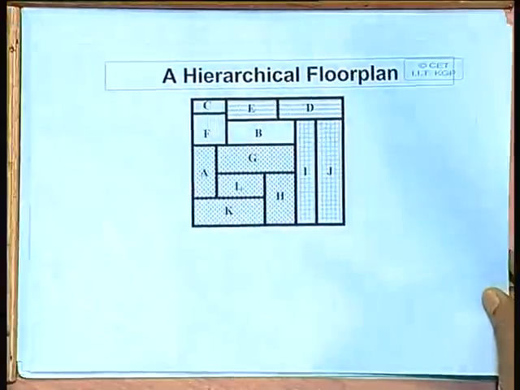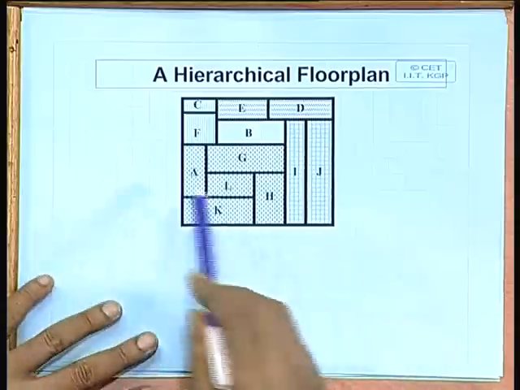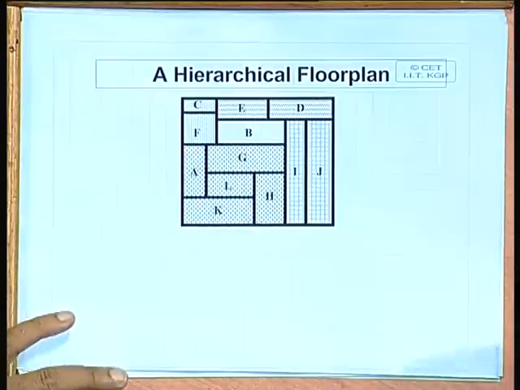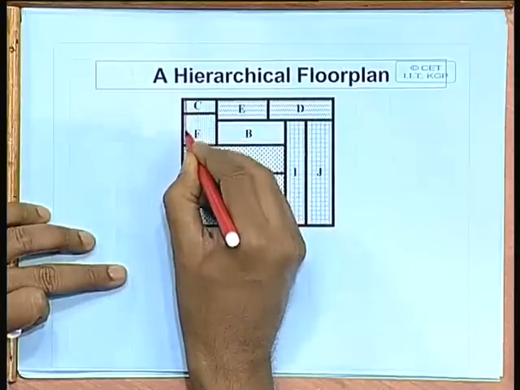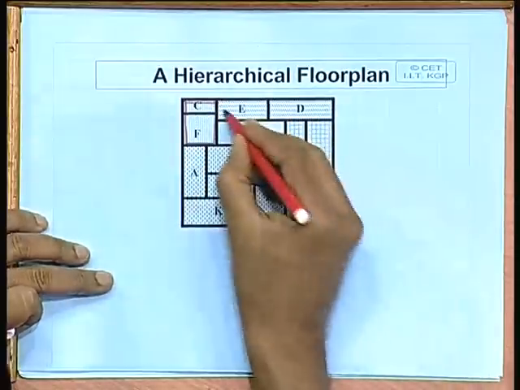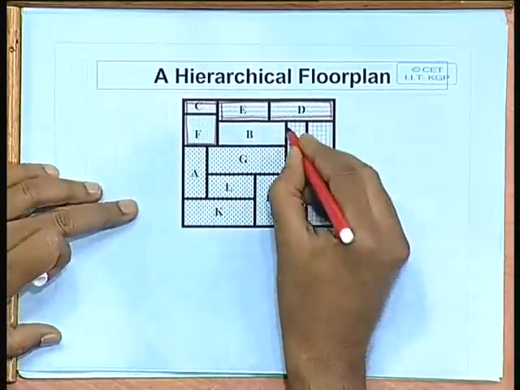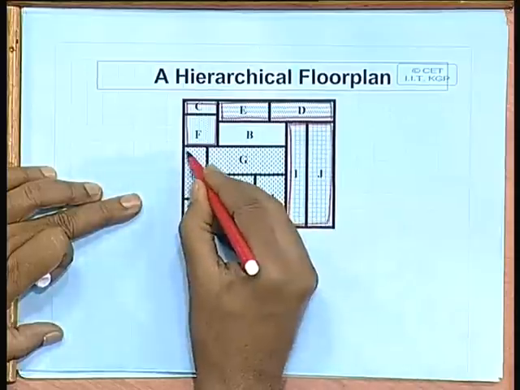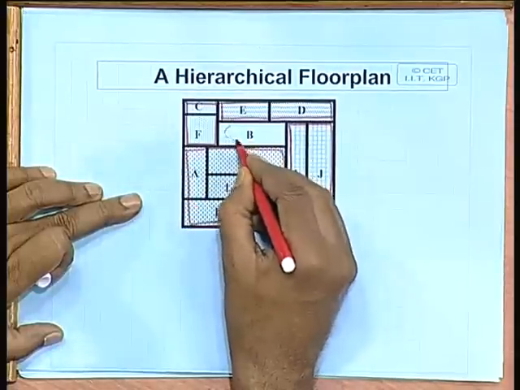Let us take a slightly complex example like this. You can see that this block apparently looks quite complex, there are so many blocks, but if you look into it slightly in detail, you will find that there are several regions in this. I am trying to highlight this region. This is one region, this is another region, this is another region, and this is another region. Of course, whatever remains in the middle, this is another region.